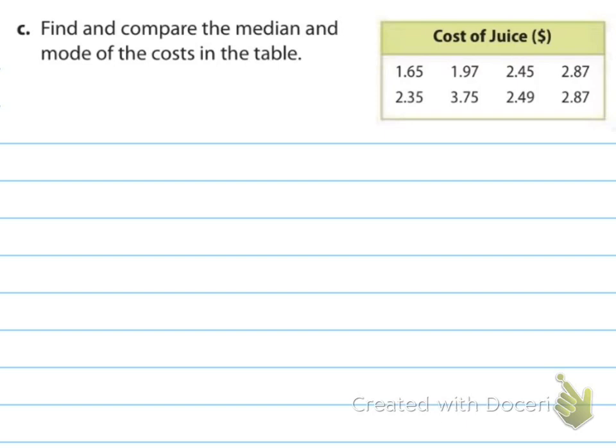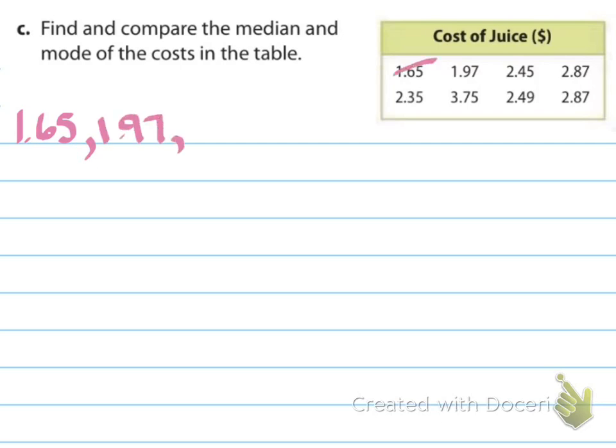Now it says find and compare the median and mode of the costs in the table. I guess I should have trusted them to do this. So you're going to find and compare the median and mode of the costs in the table. So go ahead and pause the video, and I want you to do this, median and mode. All right, so the first thing you should have done was put these in order from least to greatest. So we're talking about the cost of juice.